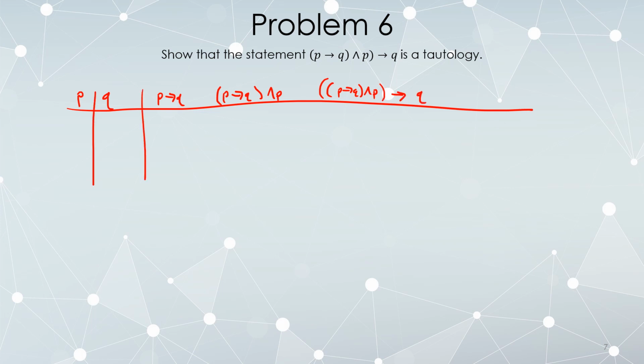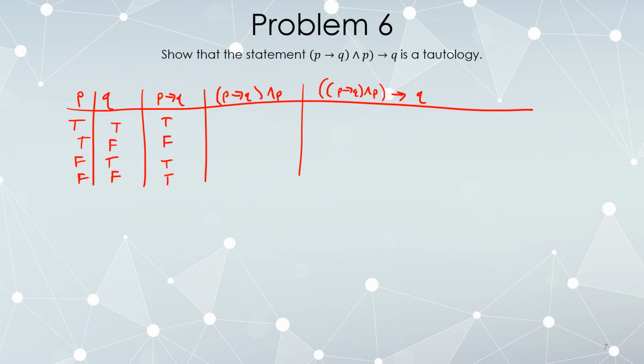We only have 2 letters going on here, so we only need 4 rows. True, true, true, false, false, true, false, false. This conditional statement of P implies Q can only fail here, where the hypothesis is true and the conclusion is false. Otherwise, if they're both true, you get a true. And if the hypothesis is false, you get vacuous truth.